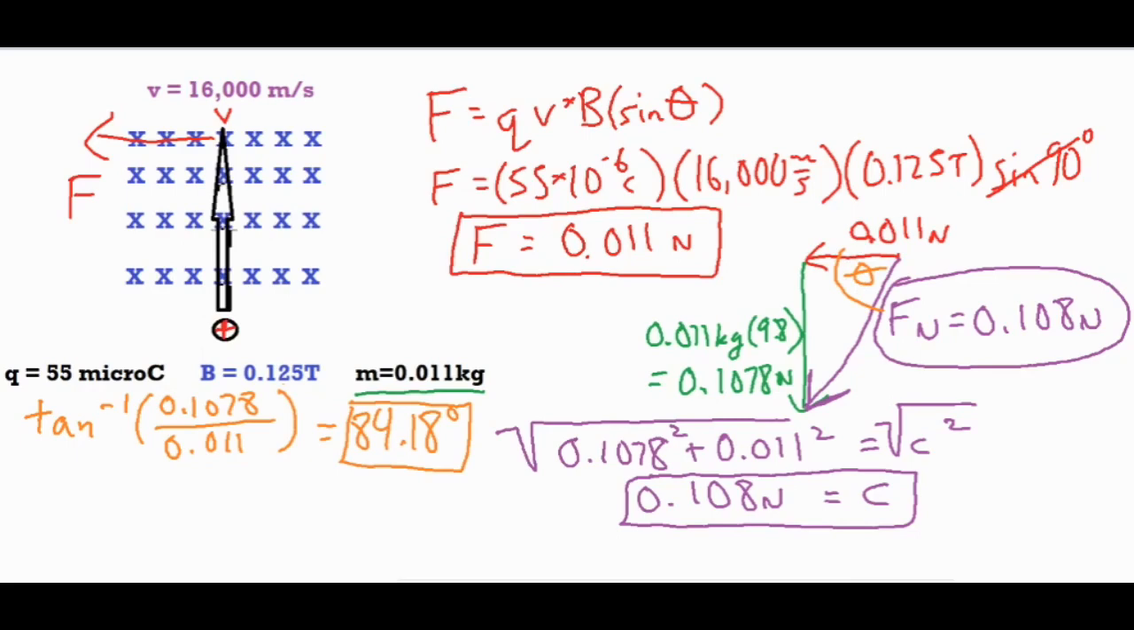But I hope that was helpful in helping you analyze a charged particle moving through a magnetic field, solving for the magnetic force in red, solving for the force of gravity in green, and then combining those two for a final net force in purple, and then in addition, finding this angle in orange.